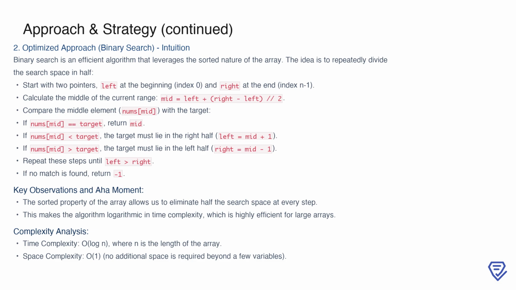The key insight here is that by eliminating half the search space with each step, the algorithm operates in O(log n) time, making it exponentially faster than linear search for large arrays. This is why binary search is a much better fit for this problem.